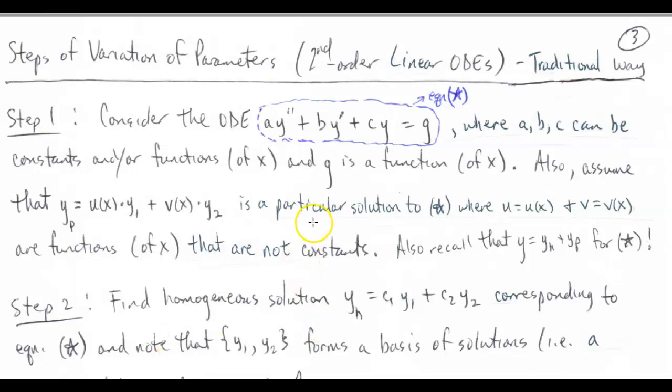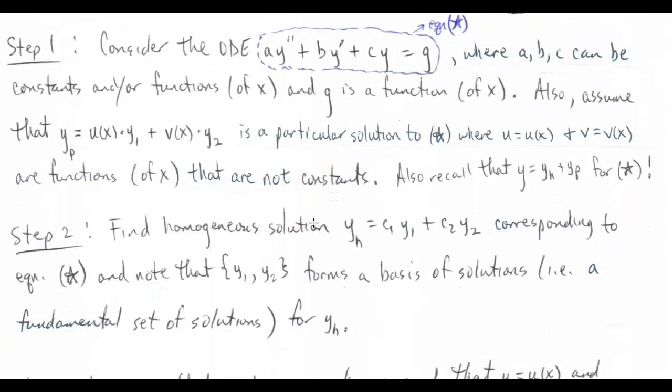All right, so our step one here is we're going to consider our equation star, which is just our second order linear non-homogeneous equation here. And we're assuming that this g here is going to be a function that is not equal to 0. Okay, and we're assuming that a, b, and c are constants. So we also want to assume that our particular solution, our y sub p, is of this form here and is going to be a solution to our equation star.